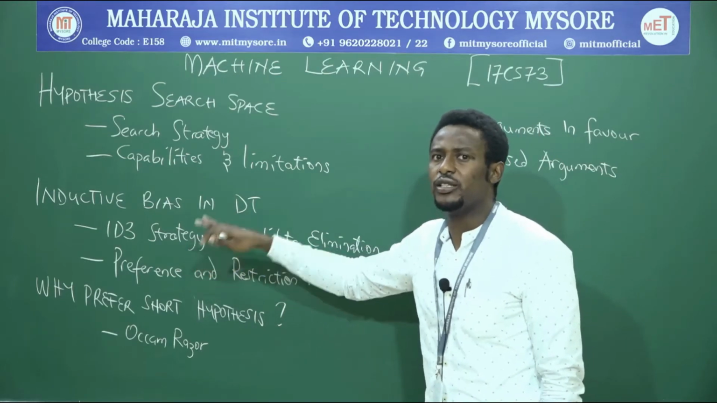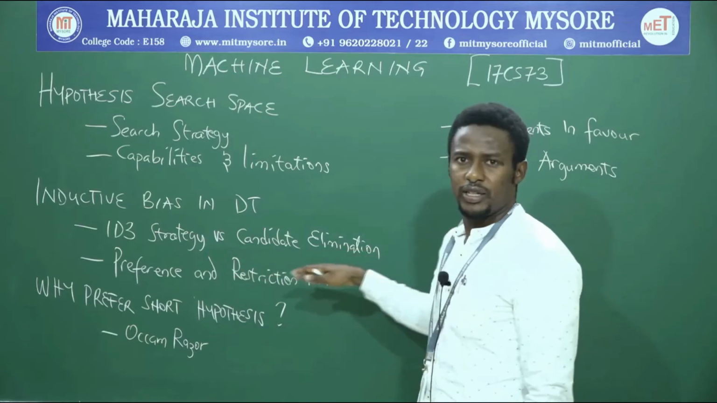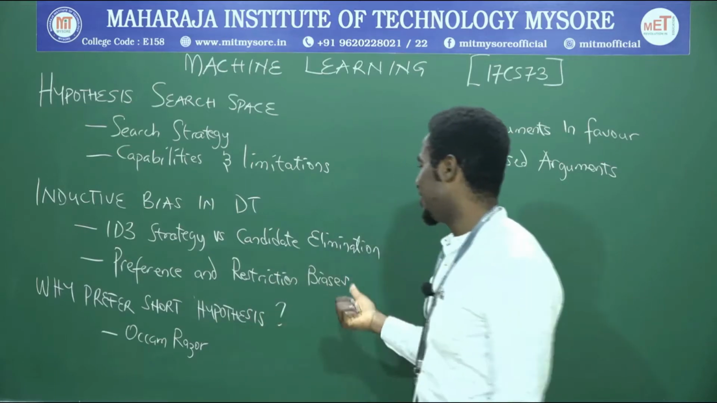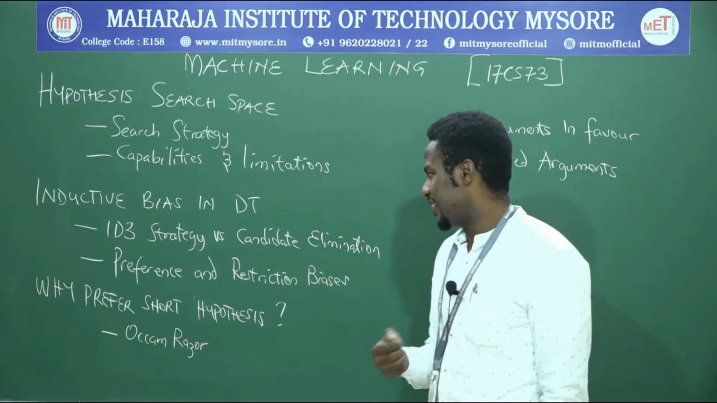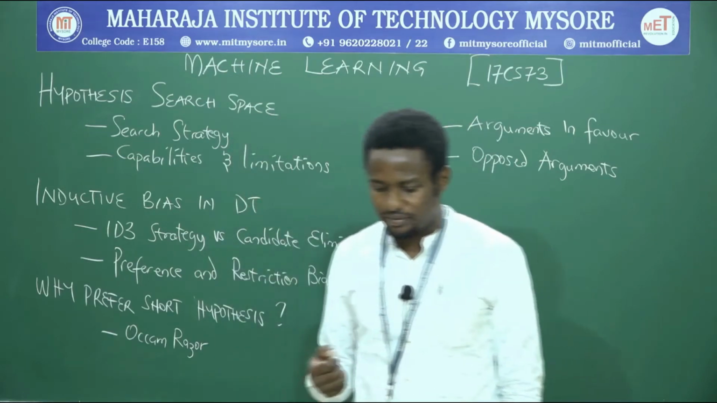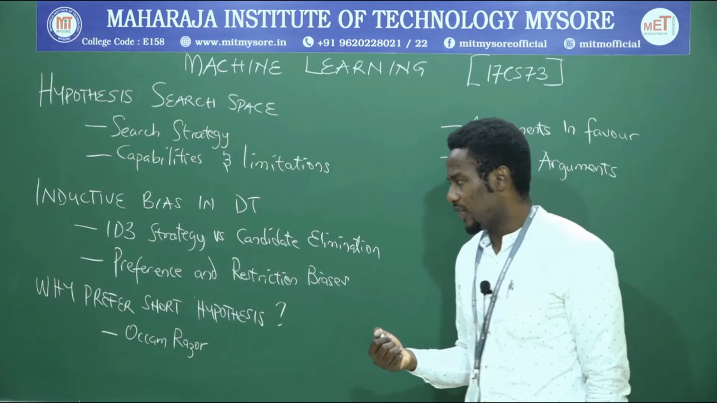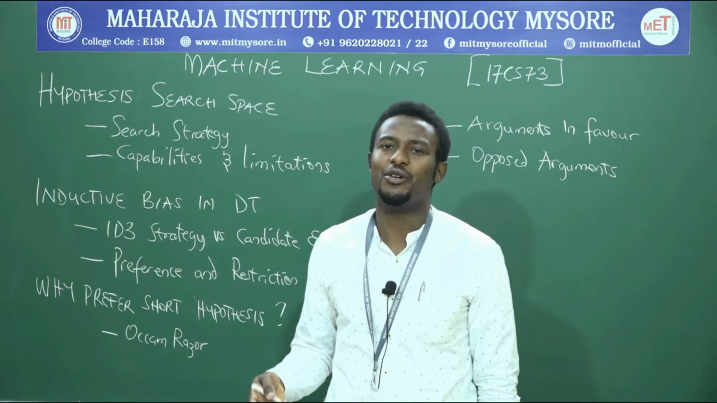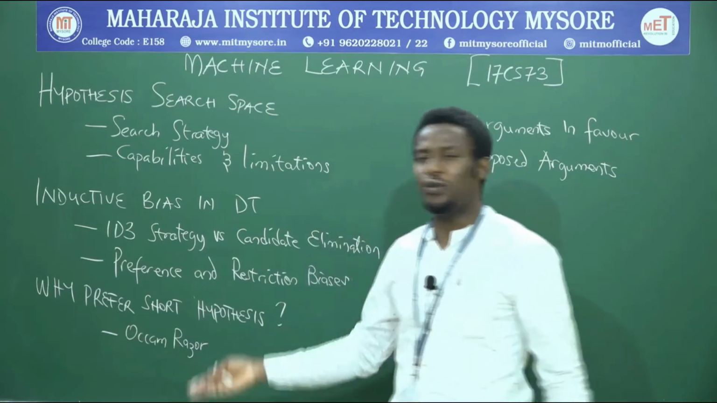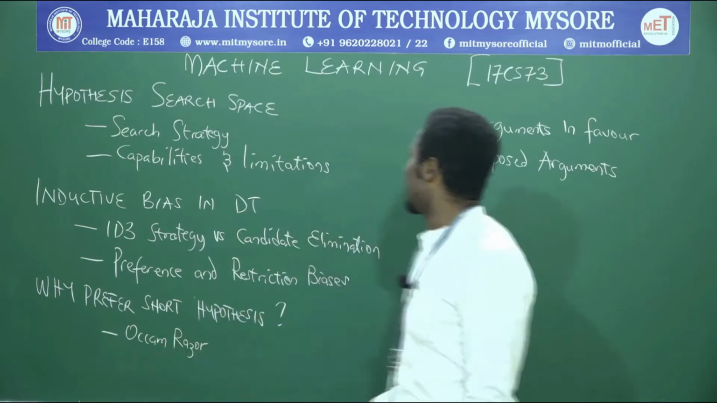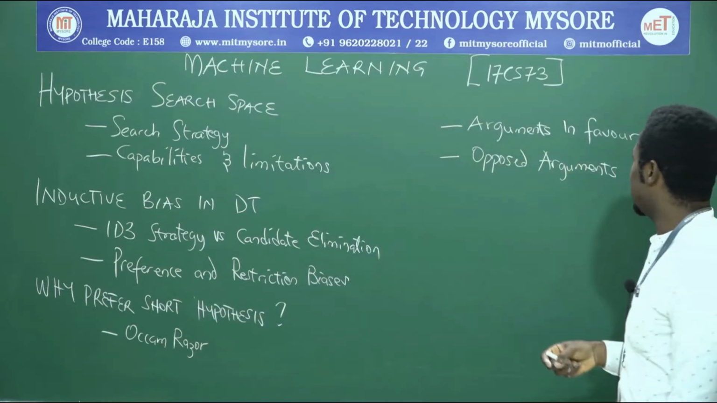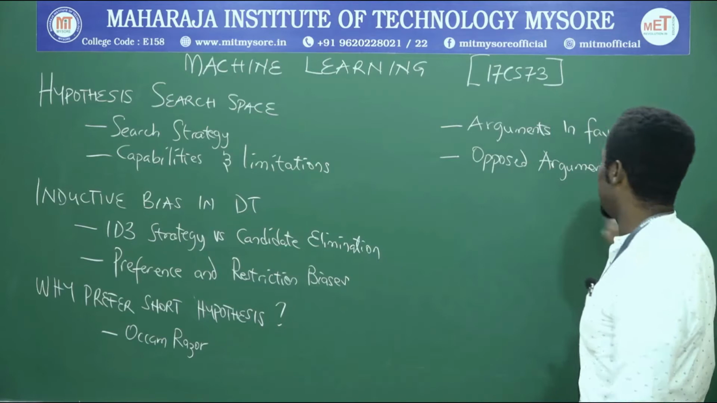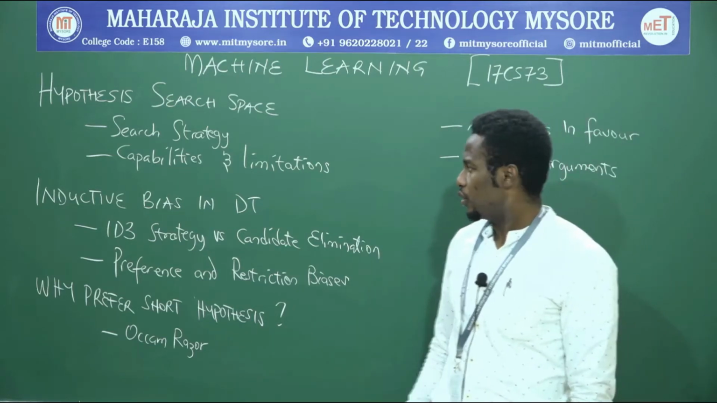Inductive bias, how is it actually different from the inductive bias of candidate elimination? Here we will look into what we call preference and restriction biases. And then why do we prefer shorter hypotheses? That will lead us to studying Occam, actually William of Occam. I don't know why it's called Occam's razor, but yeah, fine. Now we move into looking at the arguments that are in favor of the shorter hypothesis and the ones that oppose it. So let's get started.